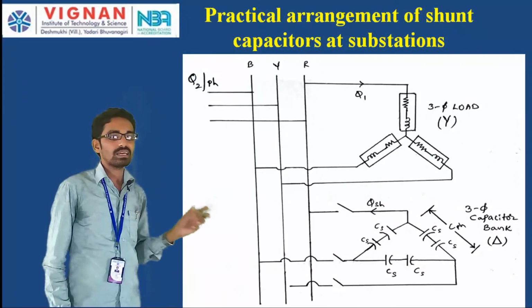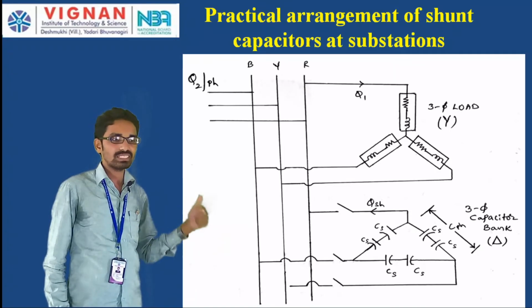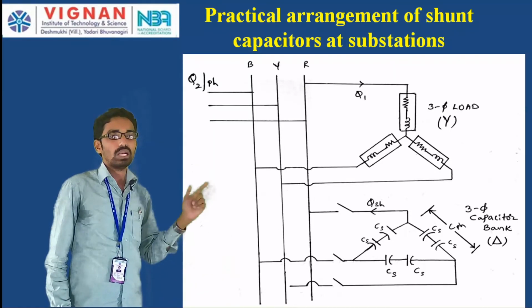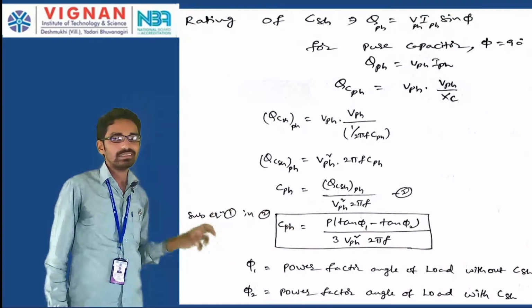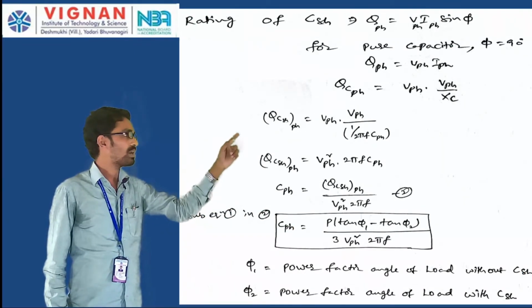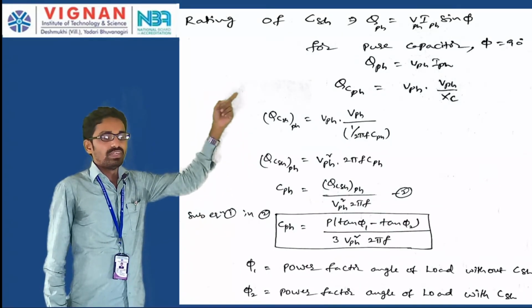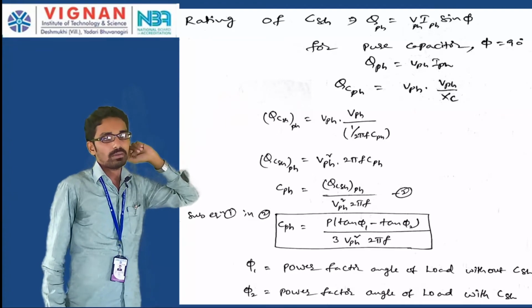So, how much capacitance value do you need to connect? What is the value of the capacitor which is connected in shunt to the load? That is what we are going to calculate here. If I consider the Q_SH value, Q per phase, that is Q phase, it is nothing but V phase into I phase into sin phi, right.